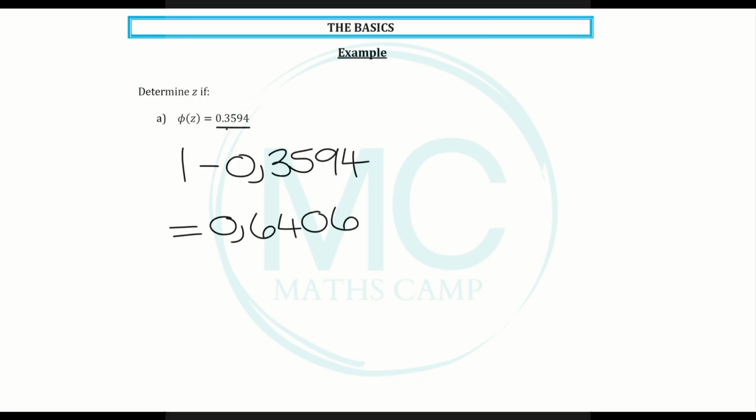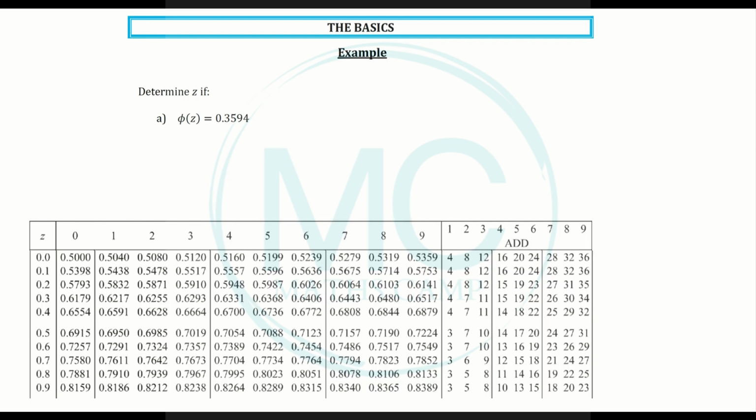0,6406. This is the probability I'm looking for in my table. It starts with 6, and I can see the probability lies over here. It's in column 0,3. So I can say 0,3, column 6, 0,36. So z is equal to negative 0,36.